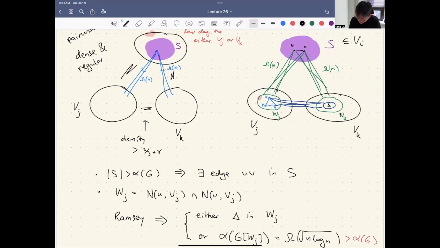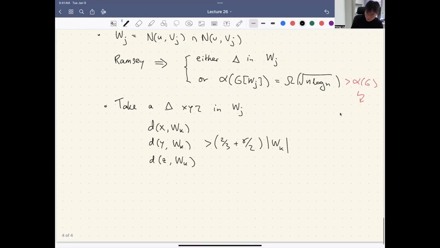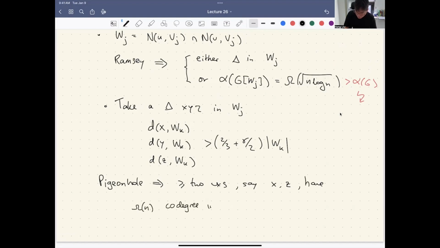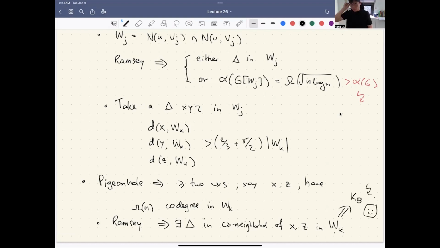So the final step is to find the triangle inside. Let me finish writing. Pigeonhole says at least two vertices, say x, y, in my picture is xz, have linear co-degree in Wk. But then Ramsey one last time implies that there is a triangle in the co-neighborhood of X and Z in Wk. This one implies a K8, a contradiction. Any question?